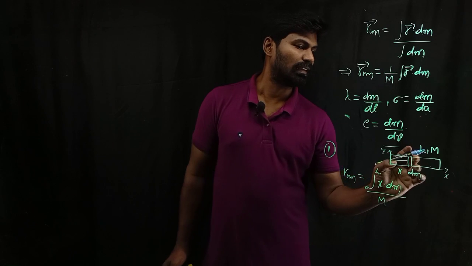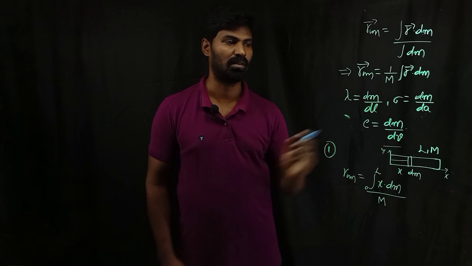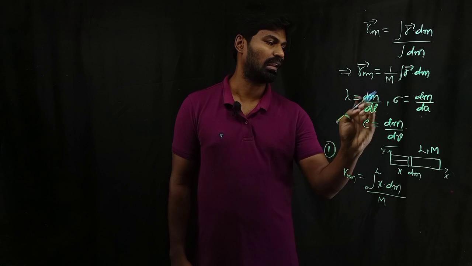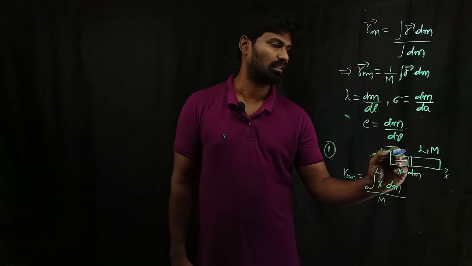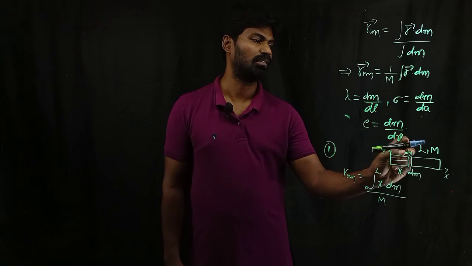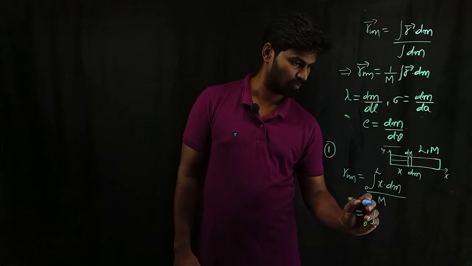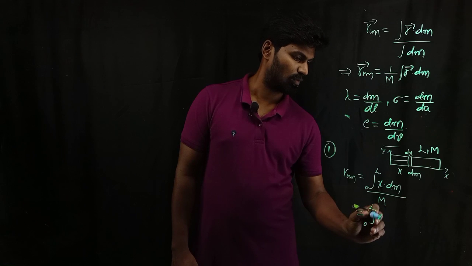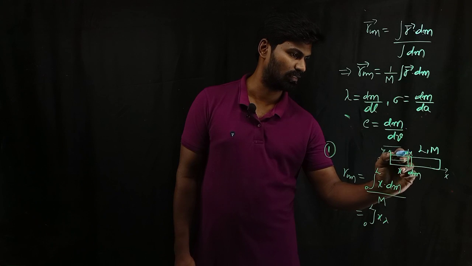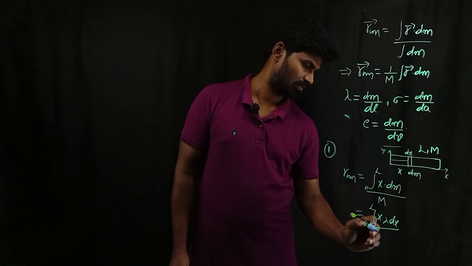Okay, next, it is a linear distribution. That is, mass is distributed along the length only. This is a one-dimensional body, because of which the parameter that is useful here is lambda. But here, instead of dl, the length of the strip that I considered is dx only. So I am replacing dl with dx. So this we can write as summation over 0 to L of x into dm, where dm is equal to lambda into the length element under consideration. The thickness of the length element is dx only, so dx, divided by M.